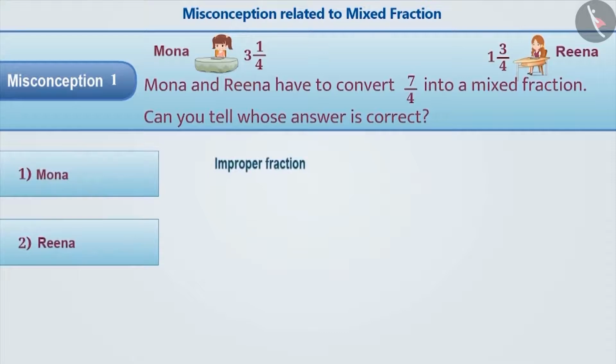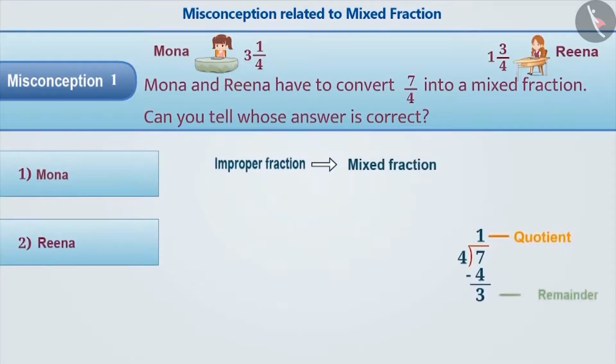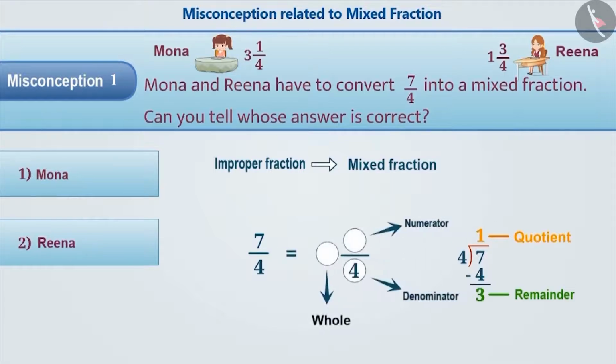Sometimes, during conversion of an improper fraction into a mixed fraction, the quotient and remainder are not written correctly in the form of a mixed fraction. For 7 by 4, 7 is divided by 4. By doing so, we get 1 as the quotient and 3 as the remainder. But while writing the mixed fraction, the remainder is written in the place of the whole and the quotient is written in the place of the numerator. From this, we get an incorrect answer, that is 3 1 by 4. That means Mona's answer is incorrect.